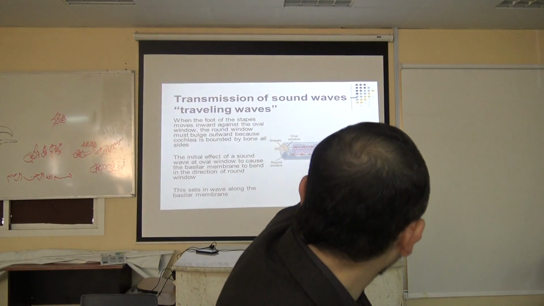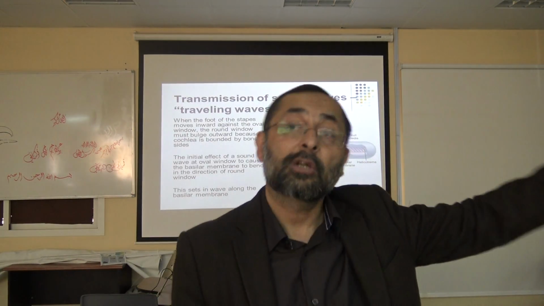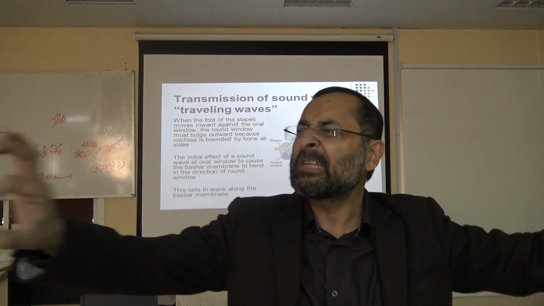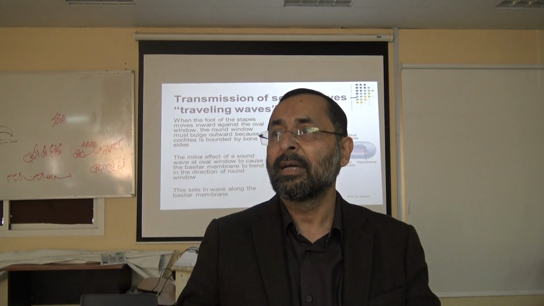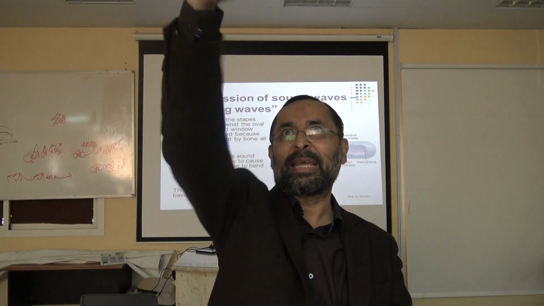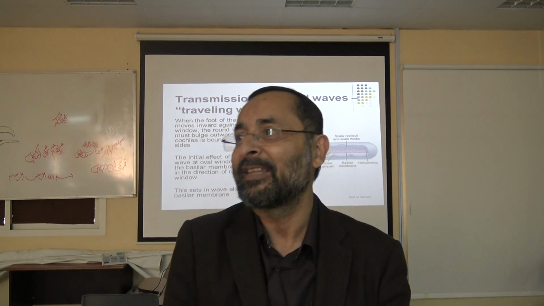Look at the scala media. Closed on this side, closed on the other side. It's a sealed tube on two ends. Should it have a different fluid or the same fluid? Different fluid. And what would that be? Endolymph. So perilymph, and in between you have the endolymph.